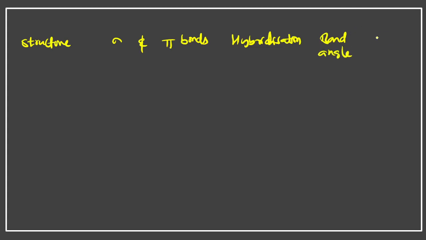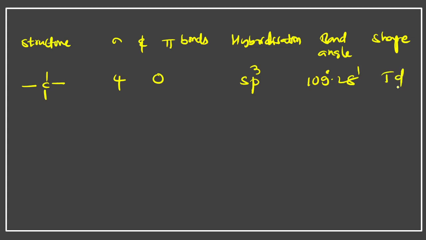Now consider the structure, the number of sigma and pi bonds, after that hybridization, then bond angle, after that shape. The first one, carbon with single bonds. The single line means sigma bond. How many sigmas? 4 sigmas. How many pi? No pi. 4 sigma bonds, 0 pi bonds. If the carbon has 4 sigma bonds, it shows sp3 hybridization. Its bond angle is 109 degrees 28 minutes. Its shape is tetrahedral.